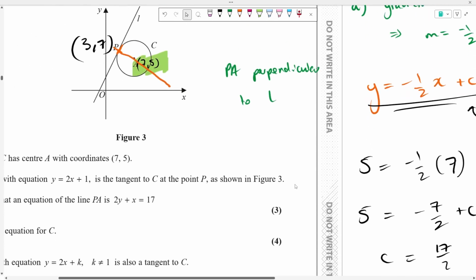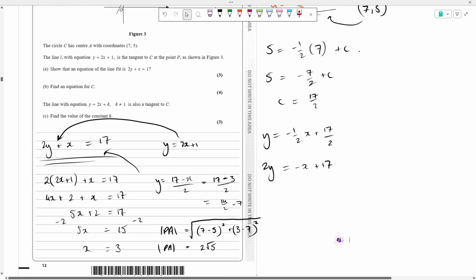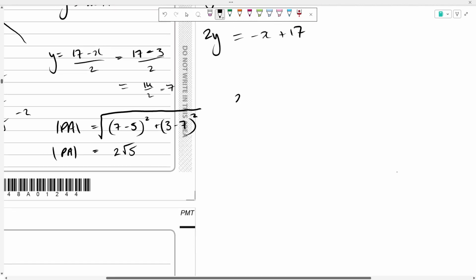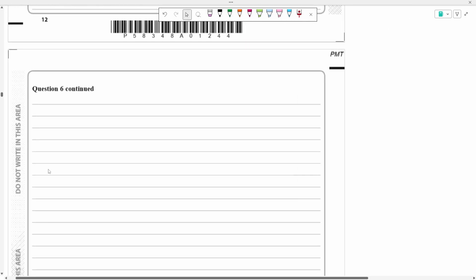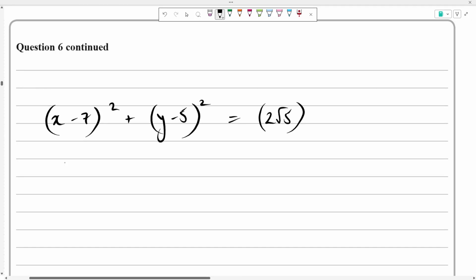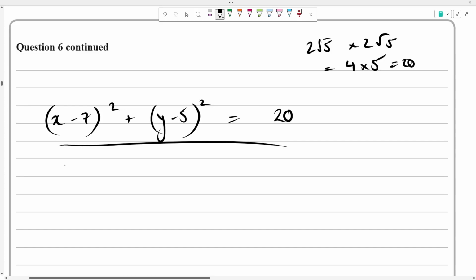Cool. Now we need to work out the equation of the circle. Well, for the equation of the circle, we already have the center coordinate, which is (7, 5). So that means, I'm going to write it below: (x minus 7) all squared plus (y minus 5) all squared is equal to (2 root 5) all squared. Well, (2 root 5) all squared is the same thing as 2 times 2, which is 4, times root 5 times root 5, which is just 5. That's going to equal 20. And that should be your equation of the circle.